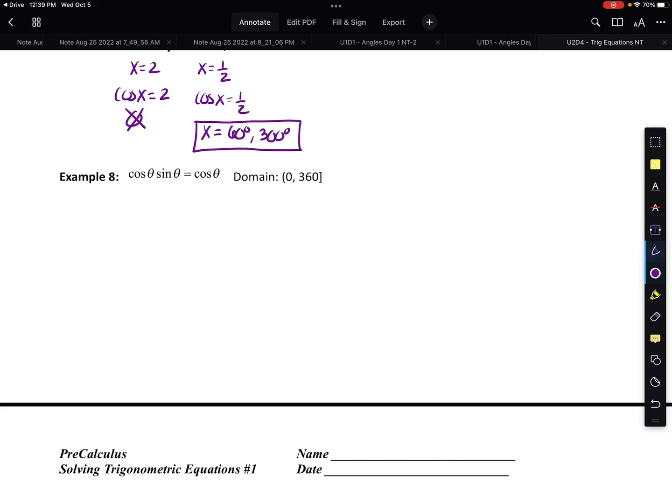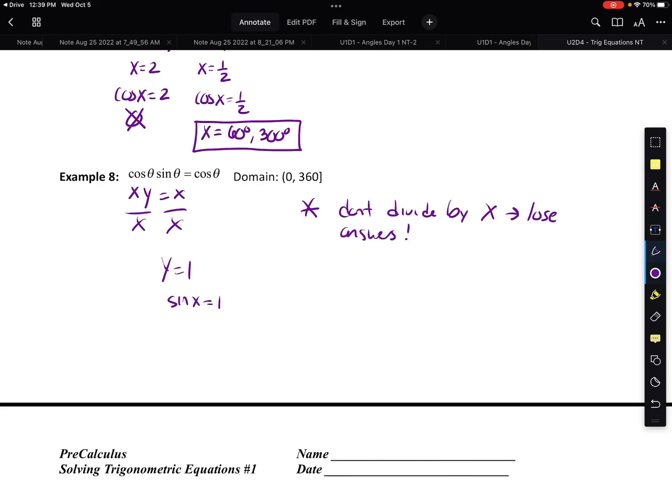All right, example 8. All right, so again, I'm going to say x, y equals x. Big idea. Don't divide by x. If we do that, you lose answers. So if we divided by x right here, just talking about it, we'd get y equals 1. So we'd have sine x equals 1. That's what we would solve, which is great. But by dividing by x, we've missed out on some other answers.